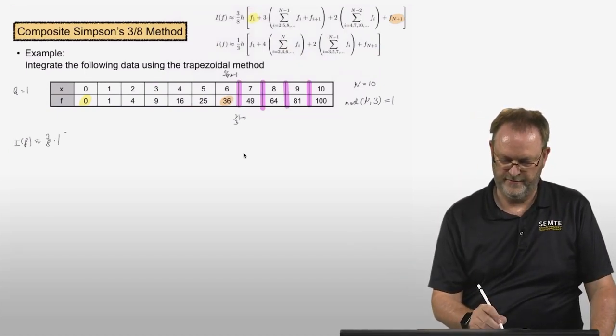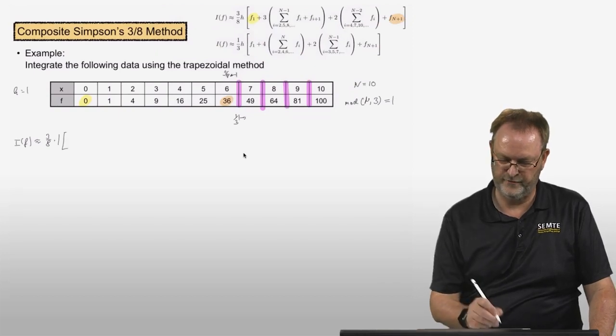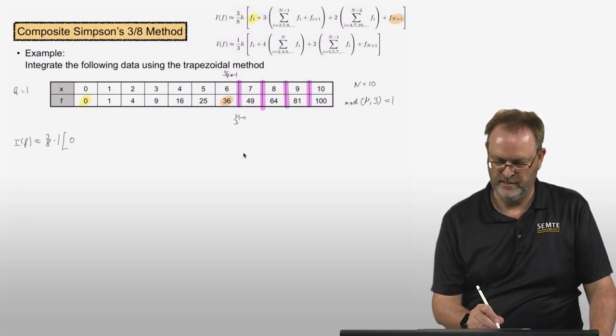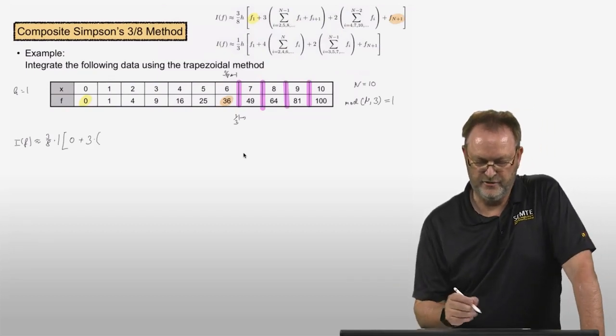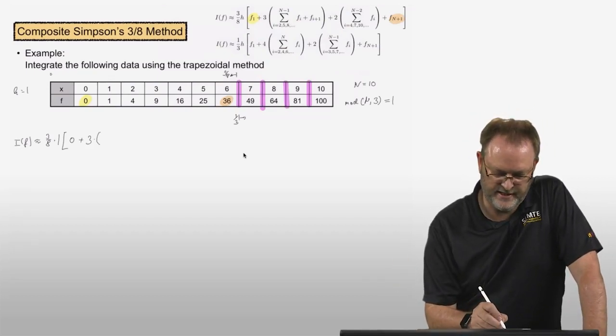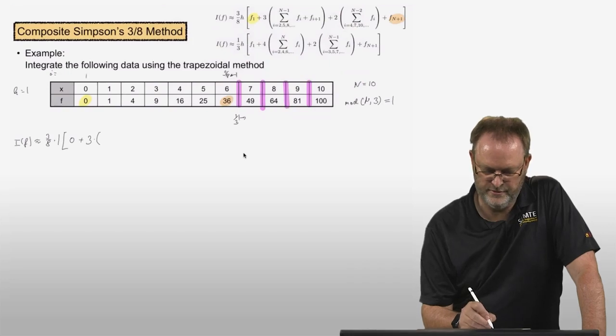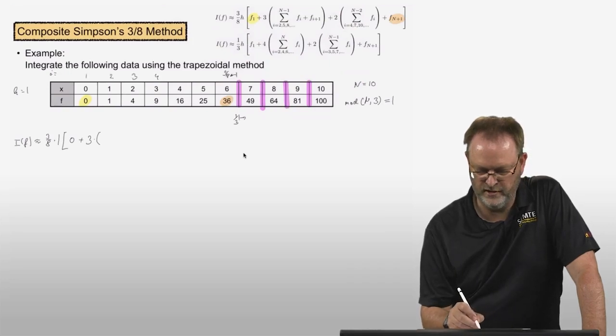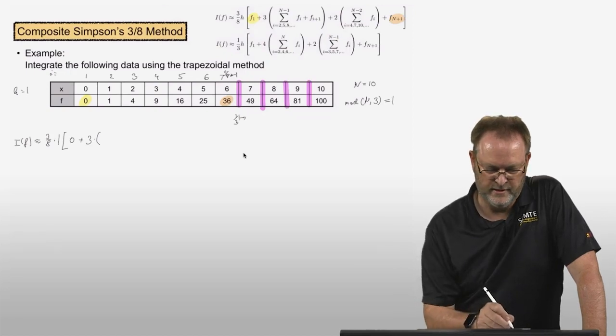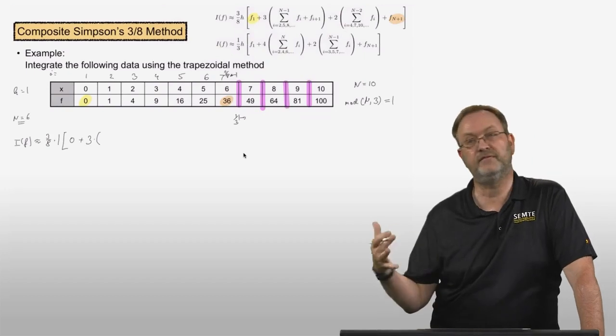So I have 3/8 times 1 times the first value, 0, plus 3 times the values at 2, 5, and 8. So let me write here the index again. So that's 1, 2, 3, 4, 5, 6, 7. And the n, the number of subintervals, is 6, right? That's divisible by 3.